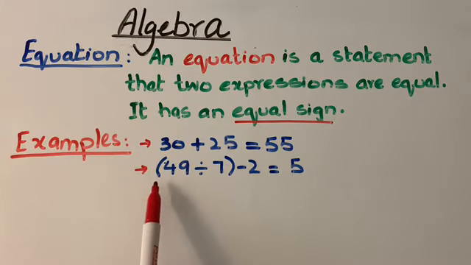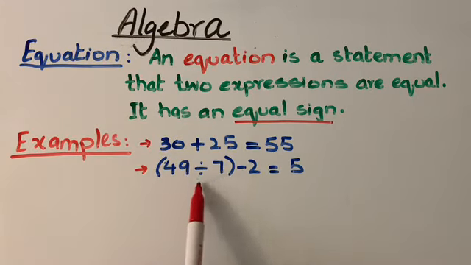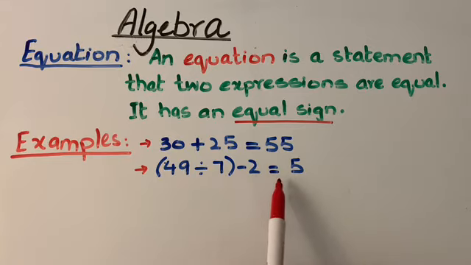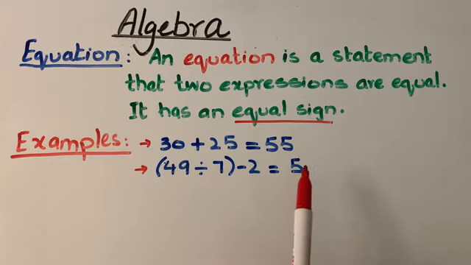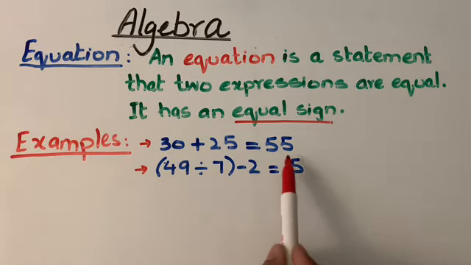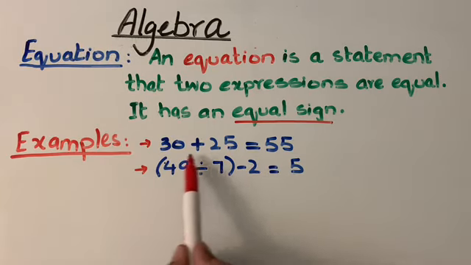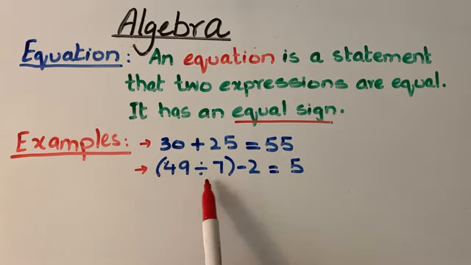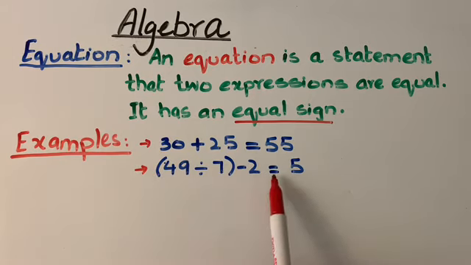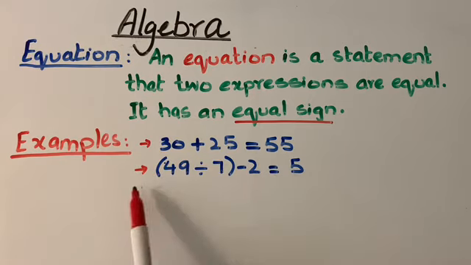Another example of an equation is 49 divided by 7 minus 2 equals 5. So on one side of this equal sign we have one expression, and on the other side of this equal sign we have another expression. And these two expressions are combined with this equal sign. So this is another example of an equation.